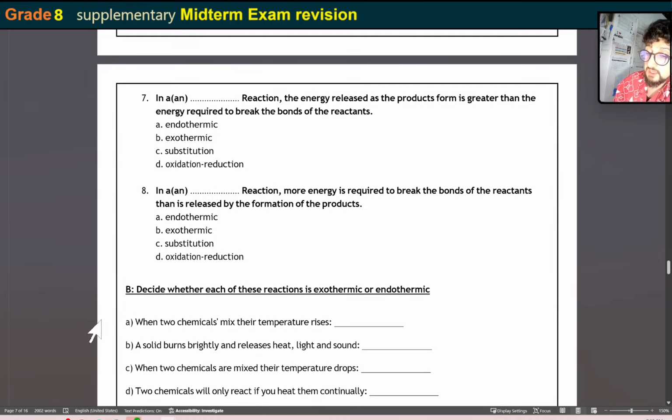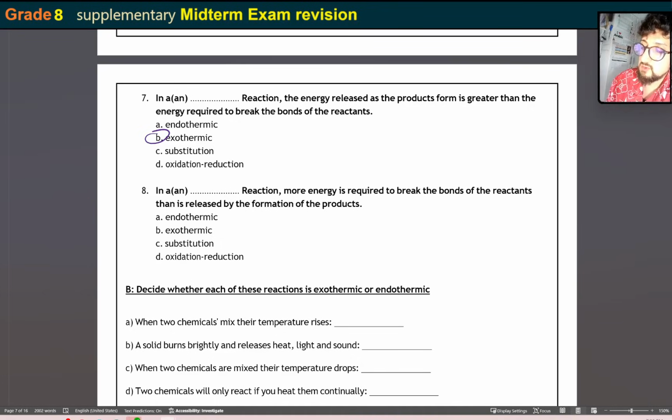In a what reaction the energy released as the products form is greater than the energy required to break the bonds of the reactants? Okay, that is quite a mouthful. But what it means is that the energy released is more than the energy being put in. So that is an exothermic reaction. In fact, that's the almost exact definition, like with delta H less than 0. So that's an exothermic reaction, such as burning, for example.